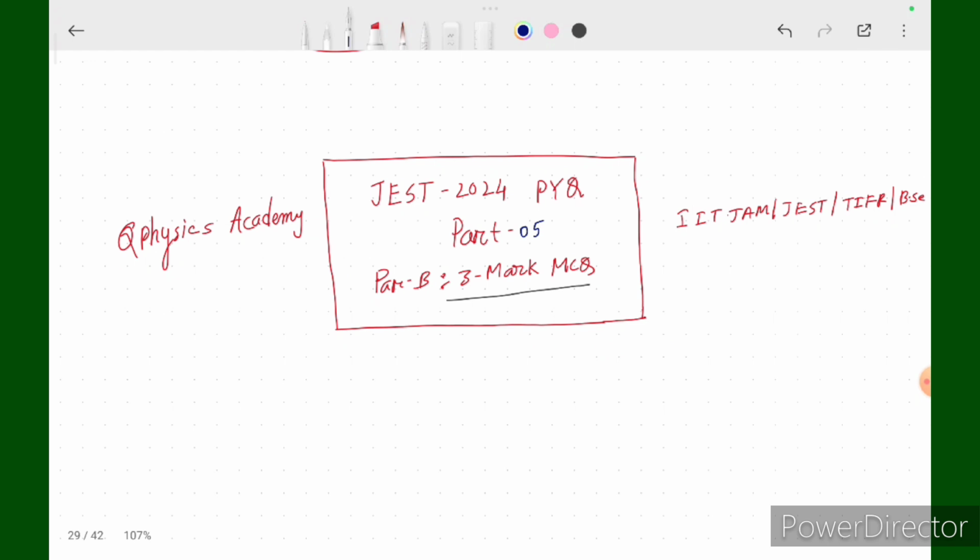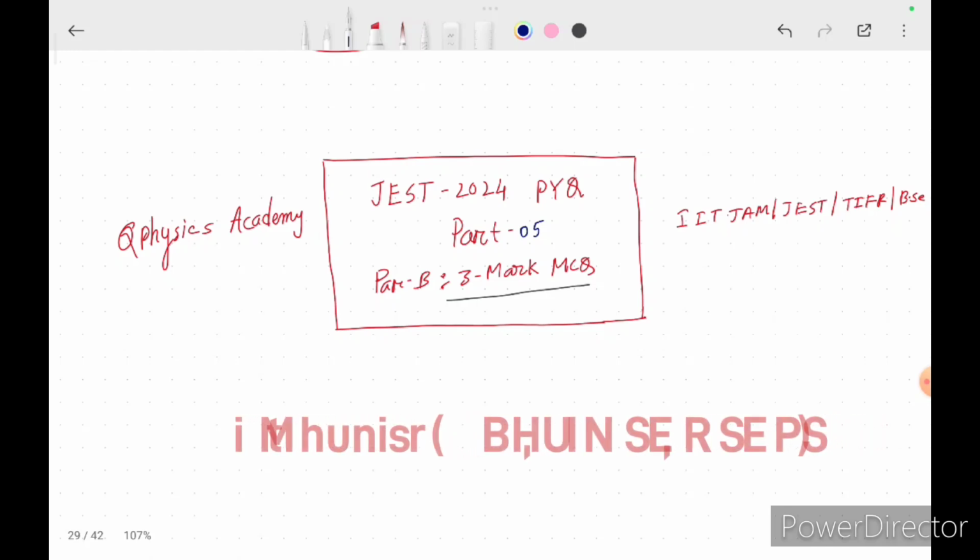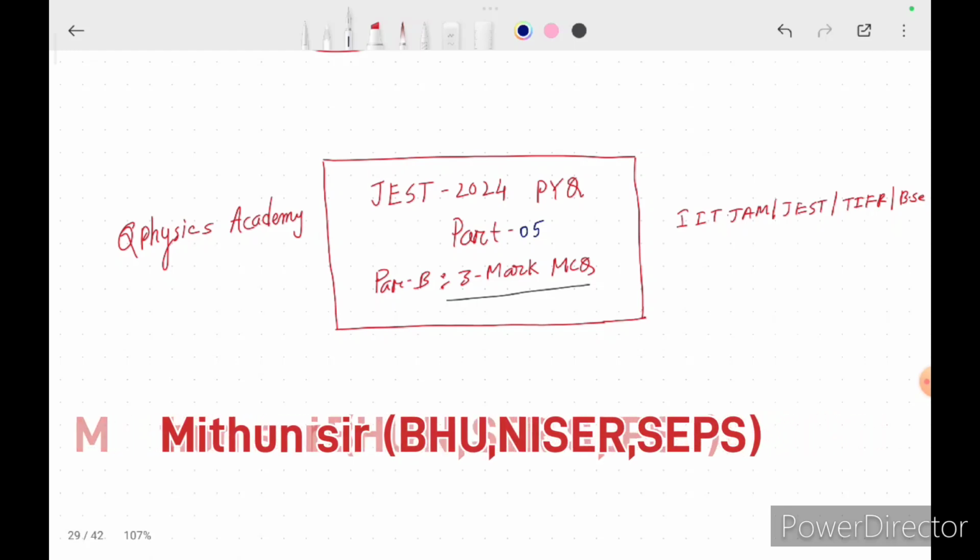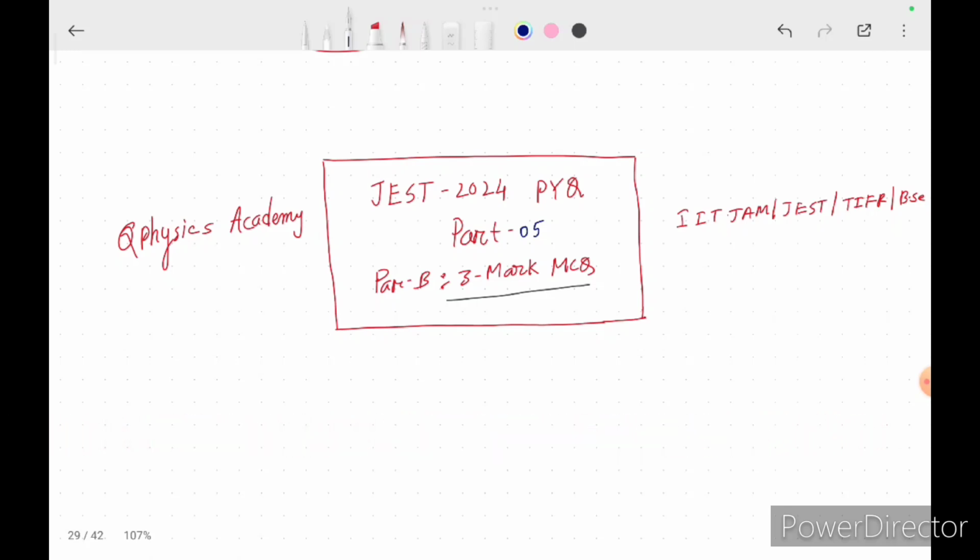Myself, Mishun Patro, I am a PhD scholar at NISER, ACPS. I am working on exoplanet atmosphere and exoplanet formation studies.